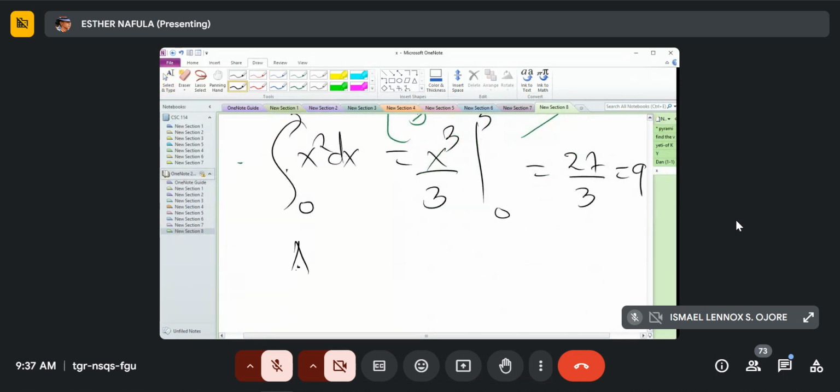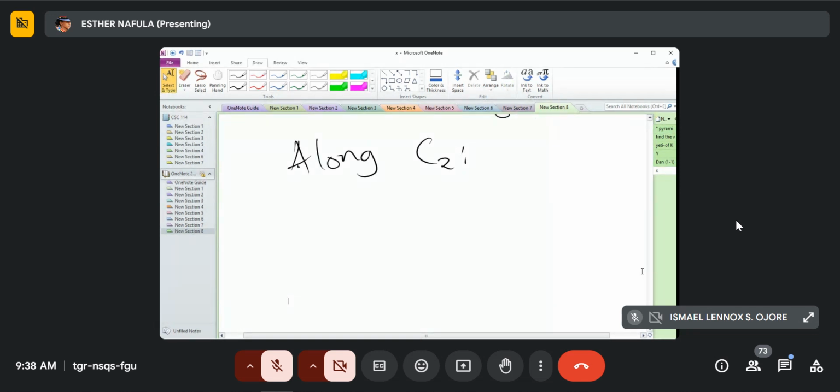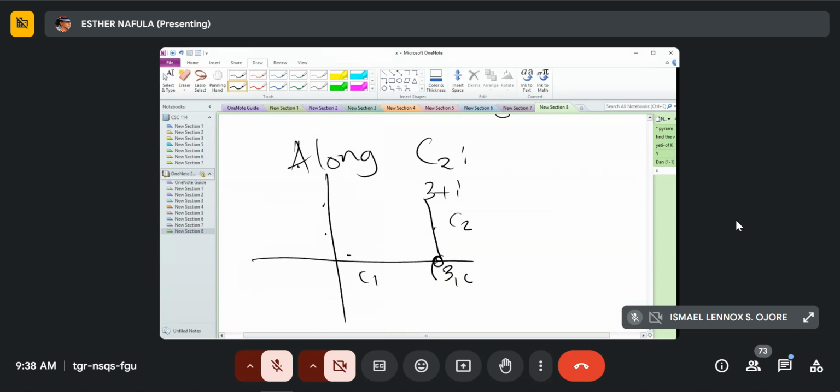So we go to the second curve along C2. Maybe I can scroll back to C2, or I can just do another sketch. We have this 0, 3, then 3, 2, 3 plus i. This was the curve C1. This is the curve C2. This is the point 3, 0. We are moving from 3, 0 to 3, 1. So along C2, we are moving from 3, 0 to 3, 1.